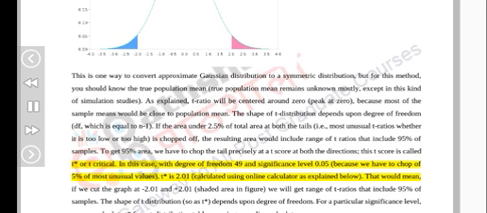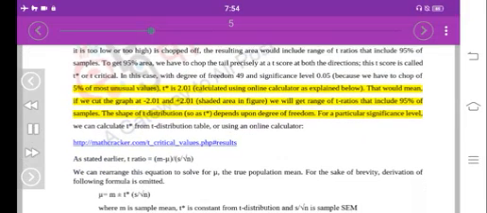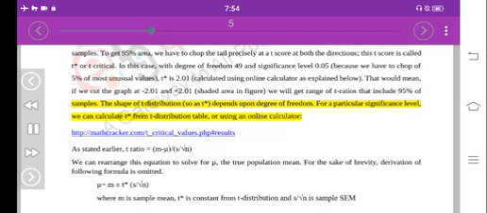In this case, with degrees of freedom 49 and significance level 0.05, because we have to chop off 5% of the most unusual values, t* is 2.01, calculated using an online calculator as explained below. That would mean, if we cut the graph at minus 2.01 and plus 2.01, the shaded area in the figure, we will get the range of t-ratios that include 95% of samples. The shape of the t-distribution, and so t*, depends upon the degrees of freedom. For a particular significance level, we can calculate t* from a t-distribution table, or using an online calculator.